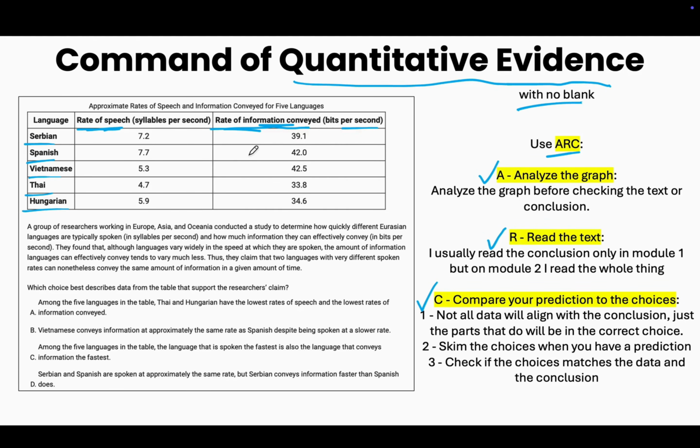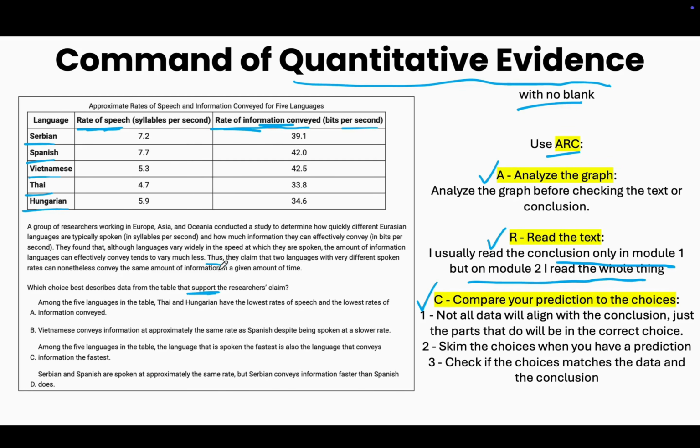So when the data makes sense on its own, I usually like to skip the entire text because it just restates the data. However, if the data mentions some weird names and looks really difficult, then read the entire text. What I think you should do on the real test is to read the conclusion only in Module 1, but read the whole thing on Module 2. So for this question, we'll just read the conclusion. It says, thus, they claim that 2 languages with very different spoken rates can nonetheless convey the same amount of information in a given amount of time. Okay, which choice best describes data from the table that supports the researcher's claim?